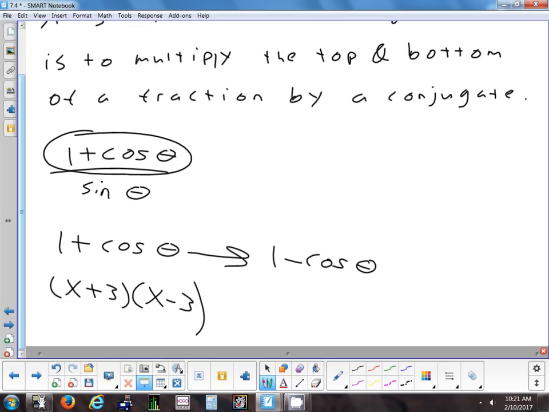You get x squared minus 3x plus 3x. That's gone. So that's why you use a conjugate. It causes things to cancel out. And exactly the same thing is going to happen with trig as well. Just change x to cosine. And now it's a trig conjugate.